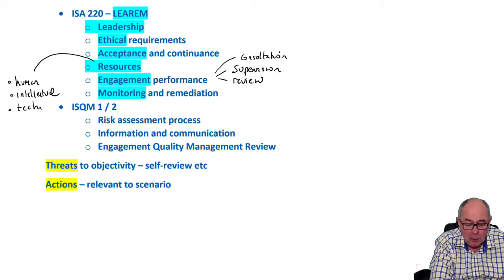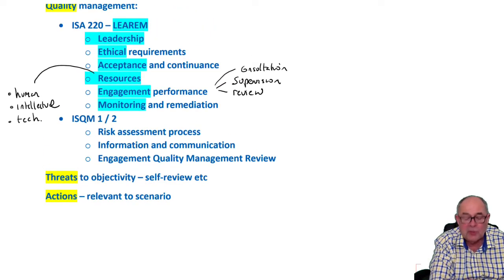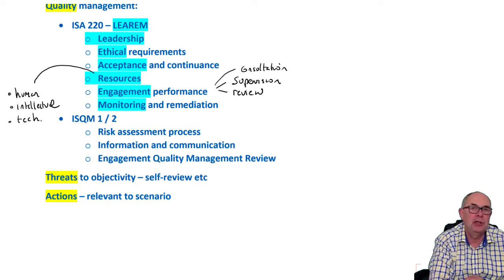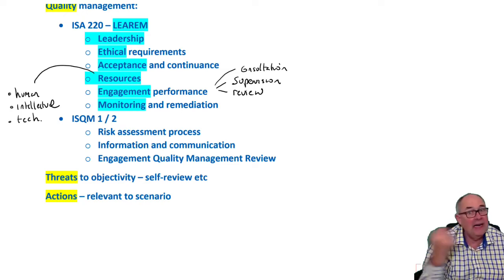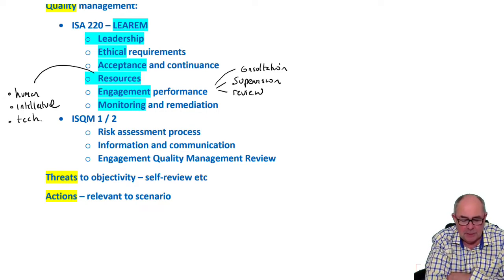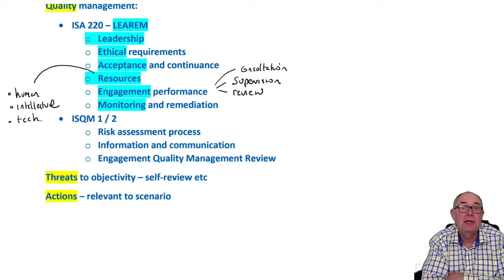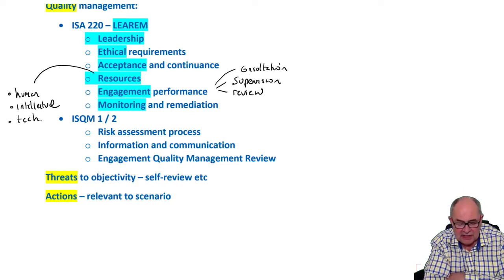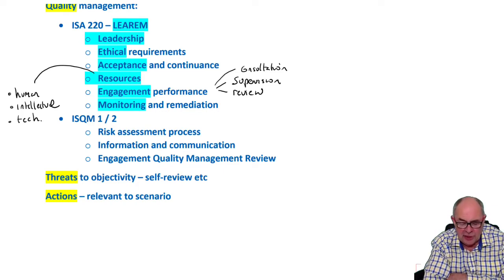In addition now, we have International Standard on Quality Management 1 and 2. And they also say that the firm should have a risk assessment process to confirm that quality management is in place. So if you find there are problems with quality management, then what a great point to make that they should put this risk assessment process in place, that there should be proper information and communication.